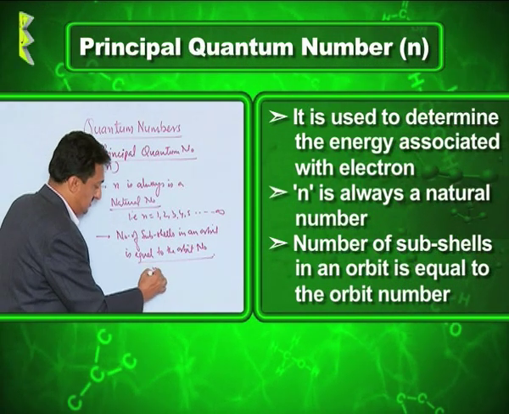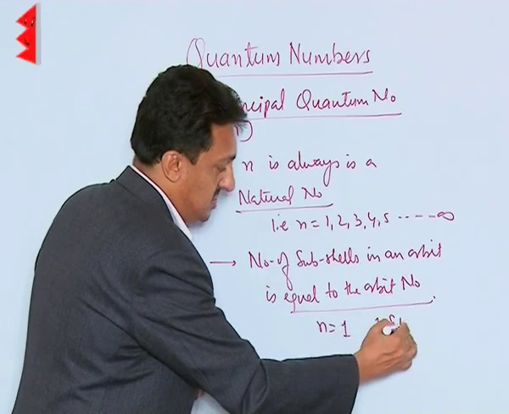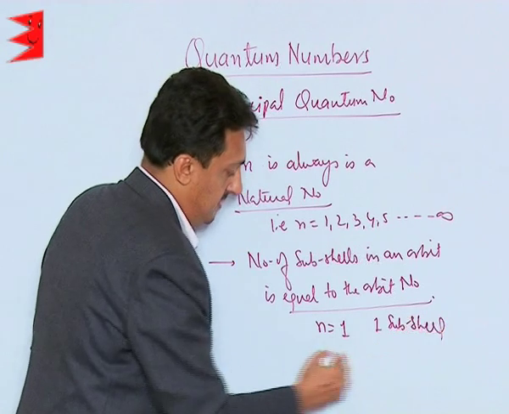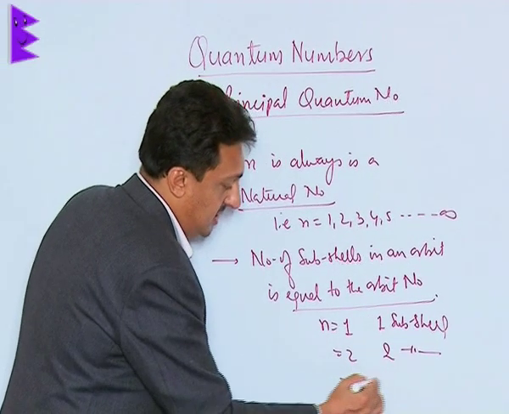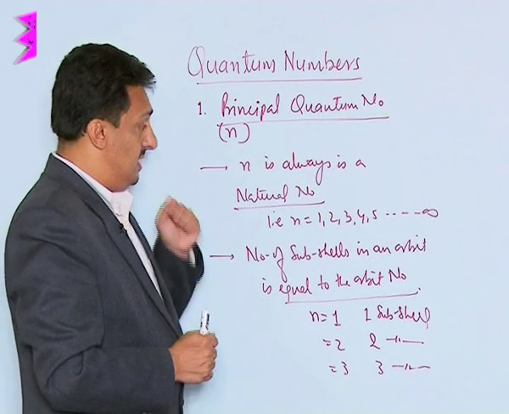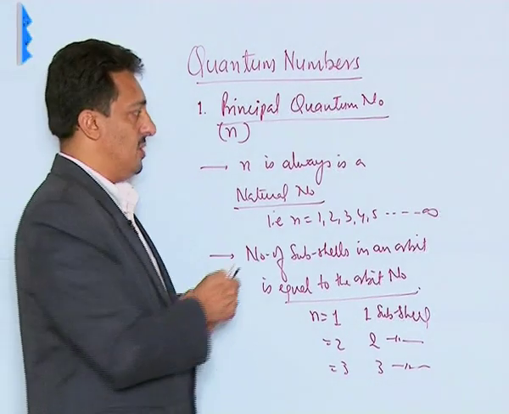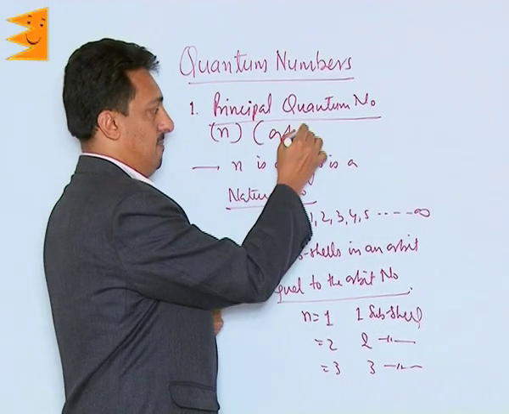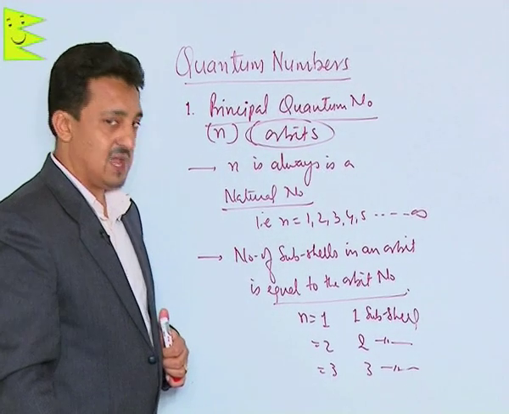It means what? In the first orbit, there will be one subshell. In the second orbit, there will be two subshells. In the third orbit, there will be three subshells, and so on. The most important point: your first quantum number, n, talks mainly about the orbits. Let us move to the second quantum number.